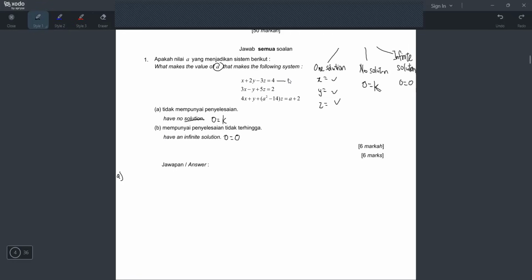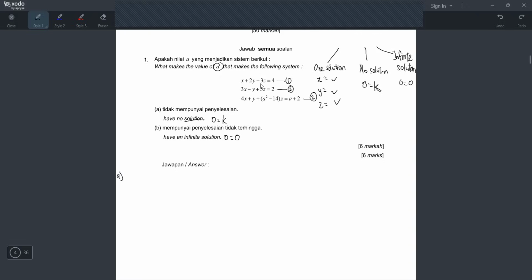So this one I will call equation 1. This one I will call equation 2. This one I will call equation 3, right? And we can either use the substitution method or the elimination method. In this case, I will use elimination, and I'll try to eliminate y. Because when I look at it, the coefficients of x are 1, 3, 4. The coefficients of y are 2, 1, 1. The coefficients of z are 3, 5, and then a squared minus 14. So the best choice here is to eliminate y. But if you want to do the substitution method, you can also. It's up to you, right?